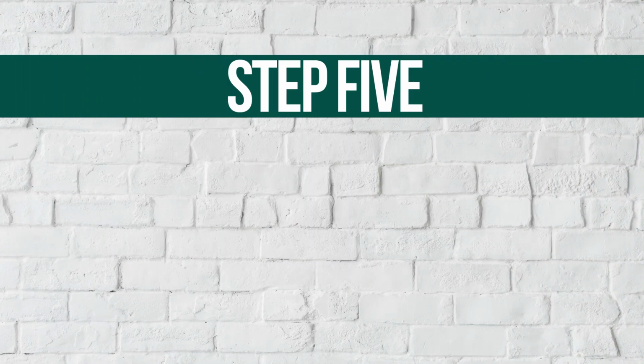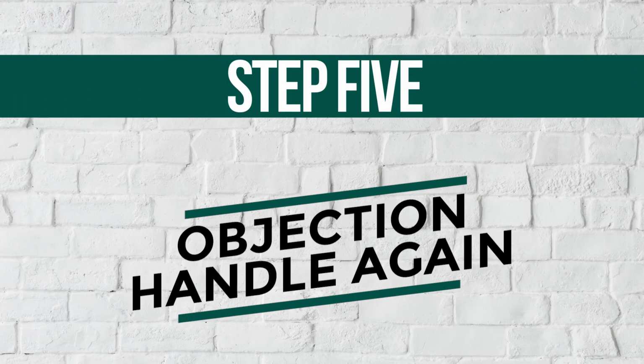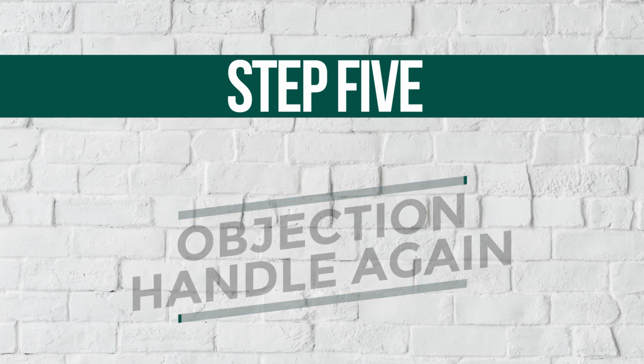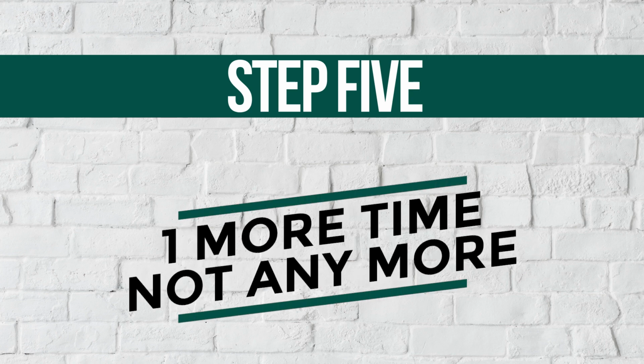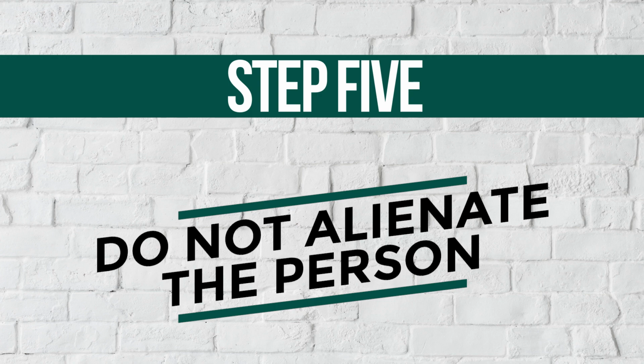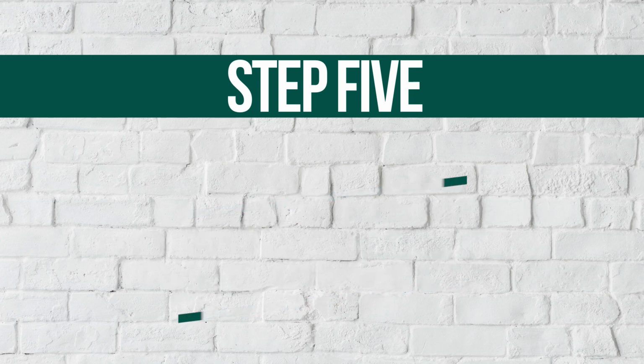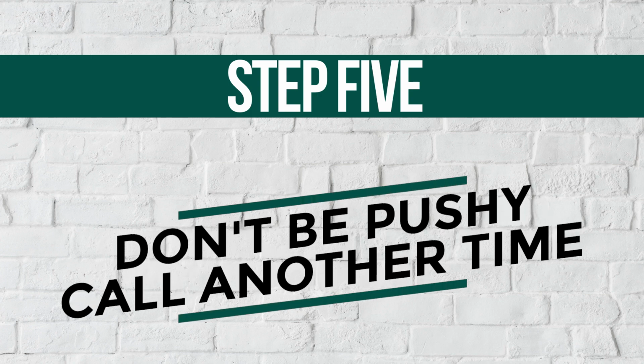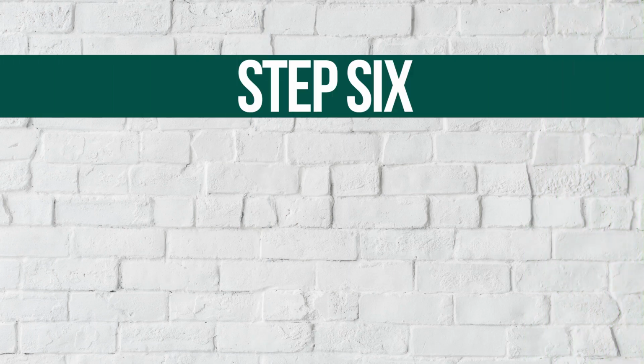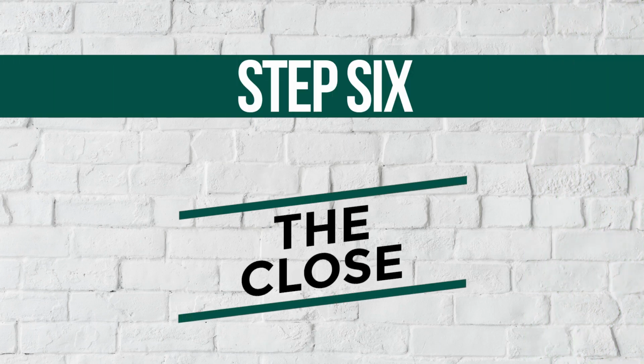If you do not gain the agreement of the person, then it is recommended that you objection handle again. 1 more time, 2 times altogether maximum. Do not alienate the person, don't be pushy, do not objection handle more than 2 times, just agree to call them back at a later date. However, if you do gain the agreement and they are now interested, then you can move on to the last part, which is the close.